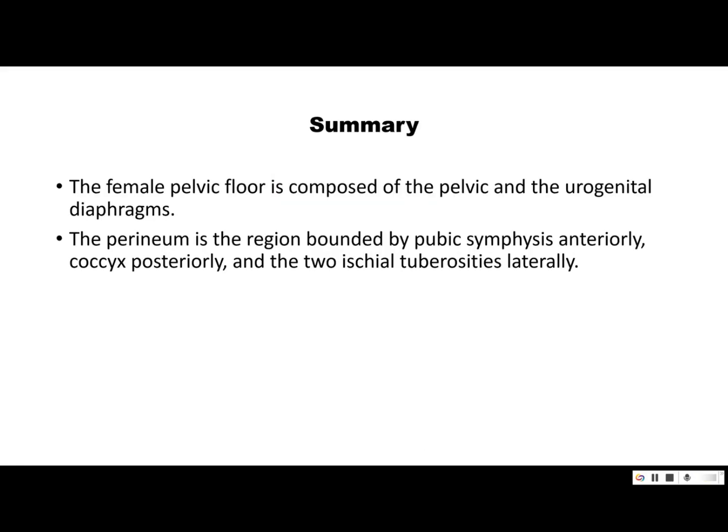To summarize, the female pelvic floor is composed of the pelvic and urogenital diaphragms. The perineum is the region bounded by the pubic symphysis anteriorly, coccyx posteriorly, and the two ischial tuberosities laterally.